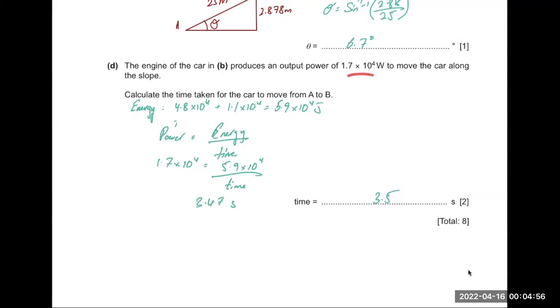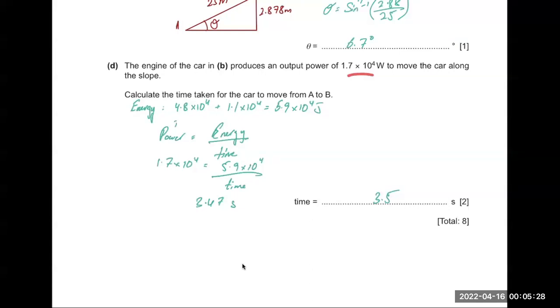Question number 4. A child sits on the ground next to a remote controlled toy car. At time t equals 0, the car begins to move in a straight line directly away from the child. The variation with time t of the velocity of the car along the line is shown in figure 4.1. So they've given you a graph of velocity on the y-axis in meters per second against time on the x-axis in seconds.